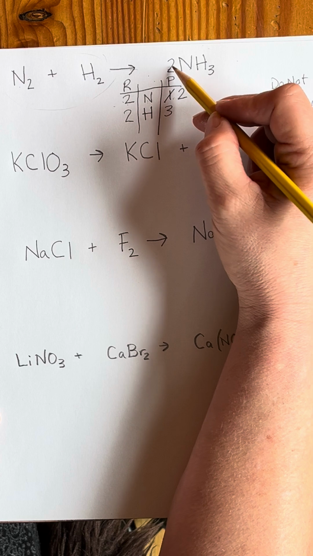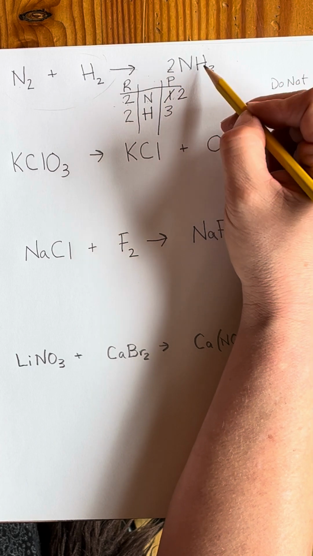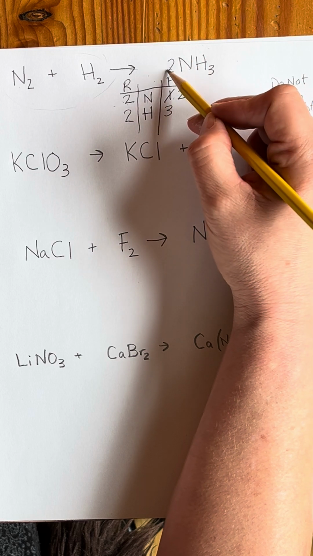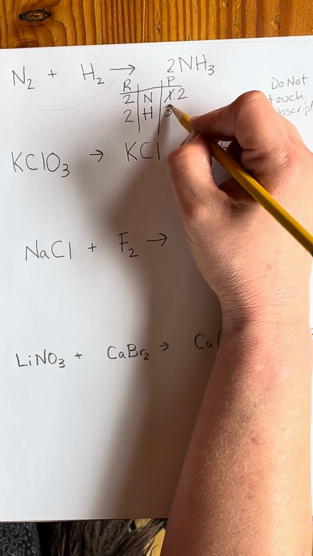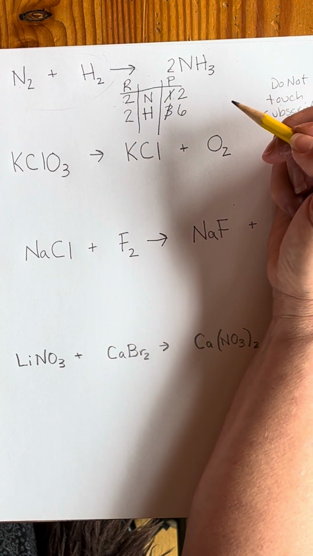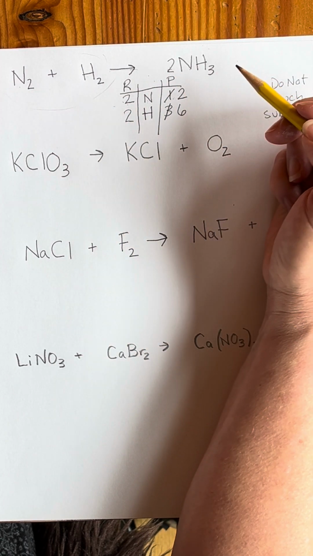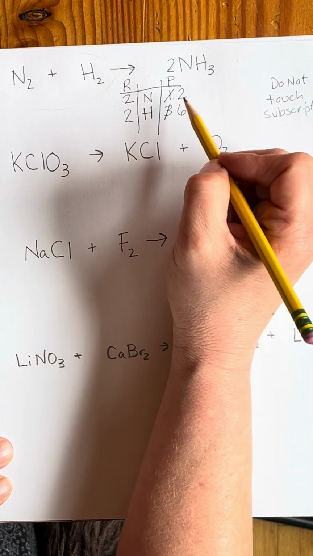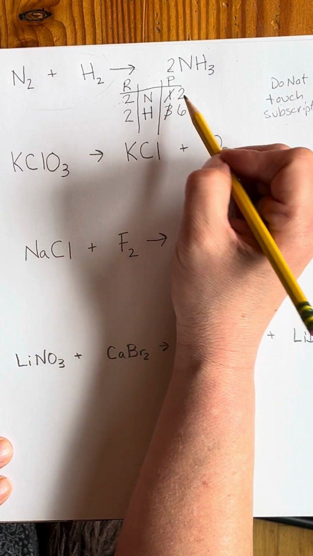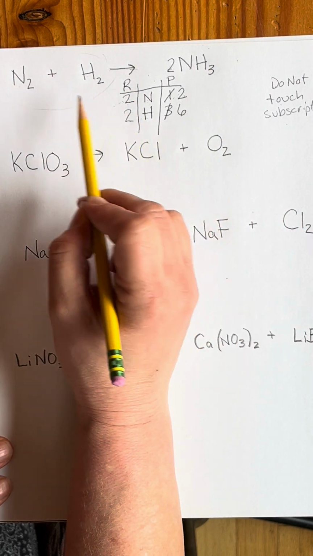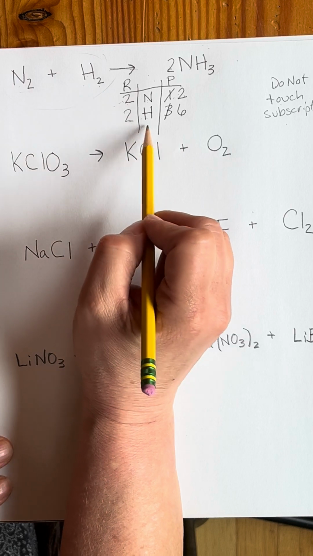But as we all know, a coefficient applies to everything in that formula. So now we have 2 times 3, we have 6 hydrogens. So we changed it, and that's just a part of balancing equations. Sometimes you've got to make more than one change at a time. So now our nitrogens are happy, but our hydrogens are not. We have 6 over here, yet we only have 2 over here.